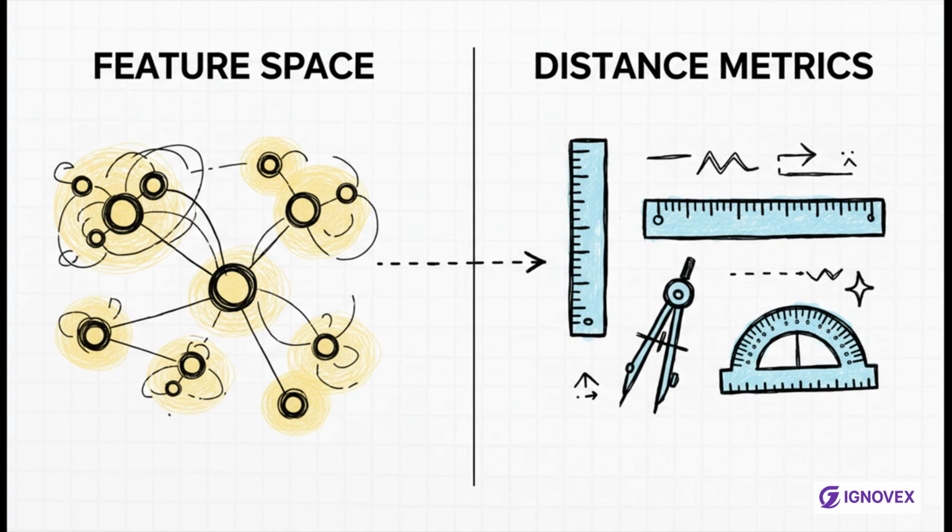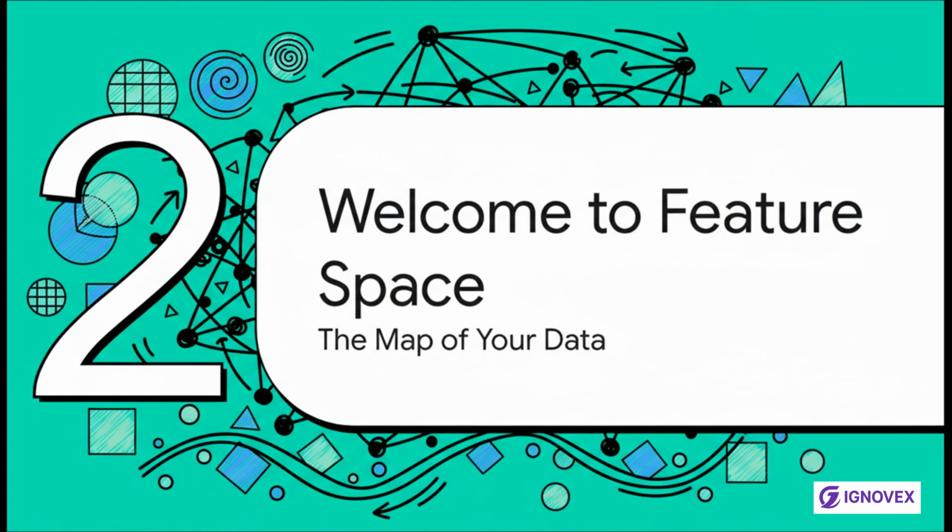Okay, so the secret sauce here has two main ingredients. First, you need a map, which data scientists call feature space. And second, you need the tools to navigate that map, and those are called distance metrics. So what in the world is this feature space? It sounds really complex, I know, but at its heart, it's actually a beautifully simple idea. It's all about turning information into a map that we can actually explore.